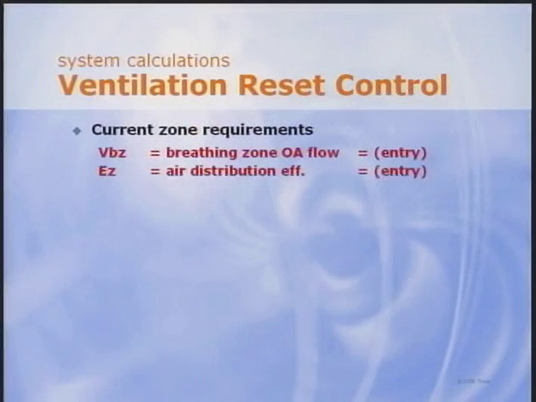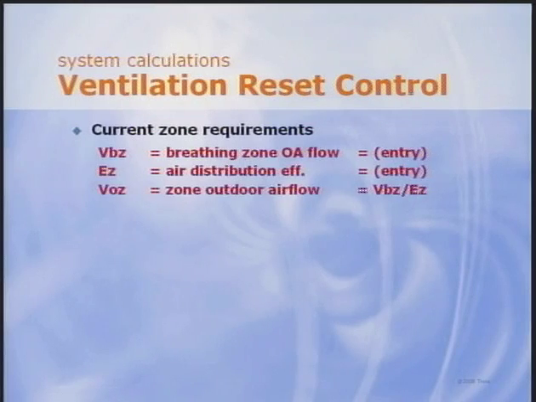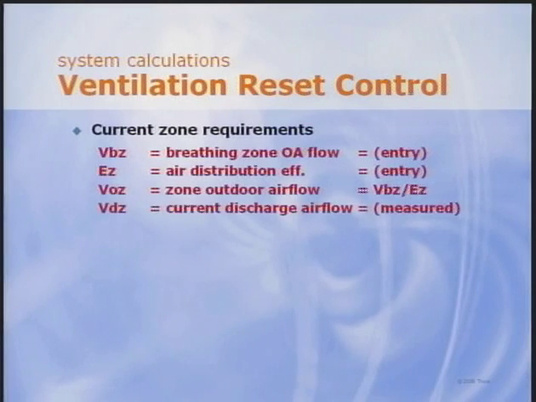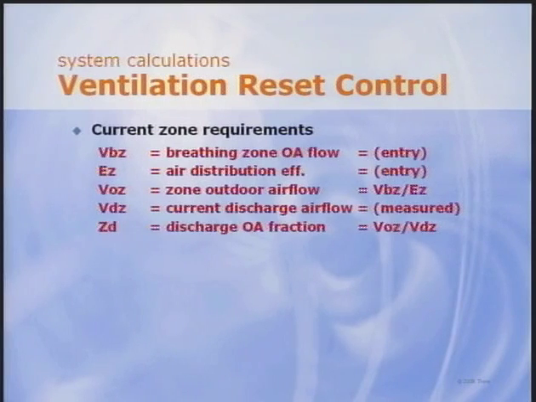Using current information collected from the VAV boxes, the building automation system finds the current outdoor air intake flow required. Here's how it works. Given breathing zone outdoor airflow and zone air distribution effectiveness for each zone, the minimum zone outdoor airflow required can be calculated. Primary airflow, which is the same as discharge airflow in single-path VAV systems, is measured continuously at each VAV box. Using these values, the current discharge outdoor air fraction can be calculated.